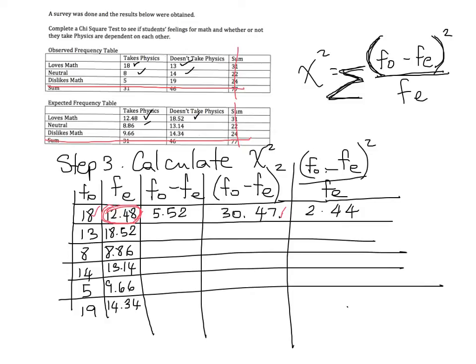So now we have to go through and do that again. You're subtracting, it's 13 minus 18.52, and we should get negative 5.52. You square it, you get the same thing that you got before, but now we're dividing by a different FE value. We're dividing that 30.47 by 18.52, and you get 1.65. Now feel free to pause and try it on your own while I fill in the rest of the values.